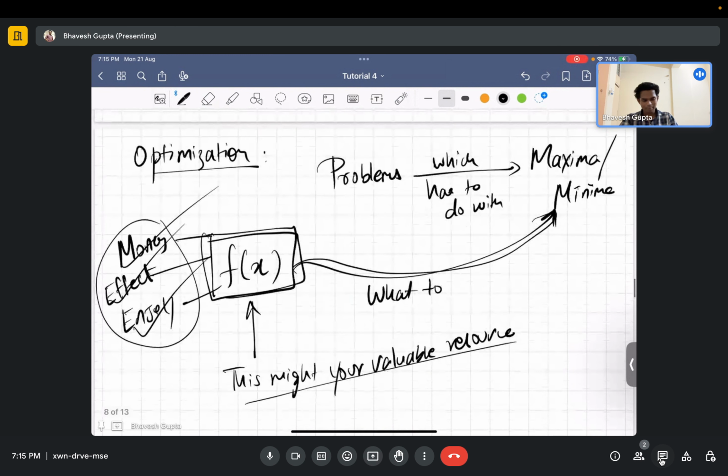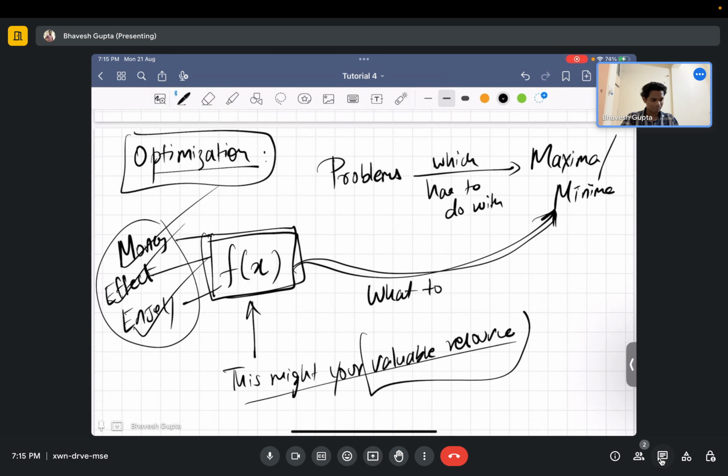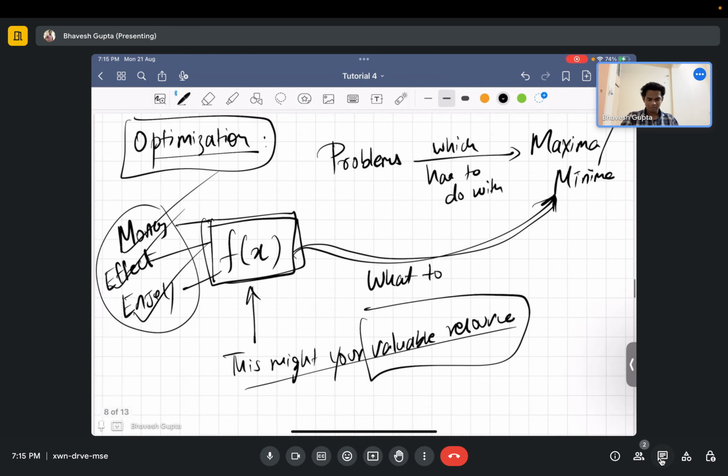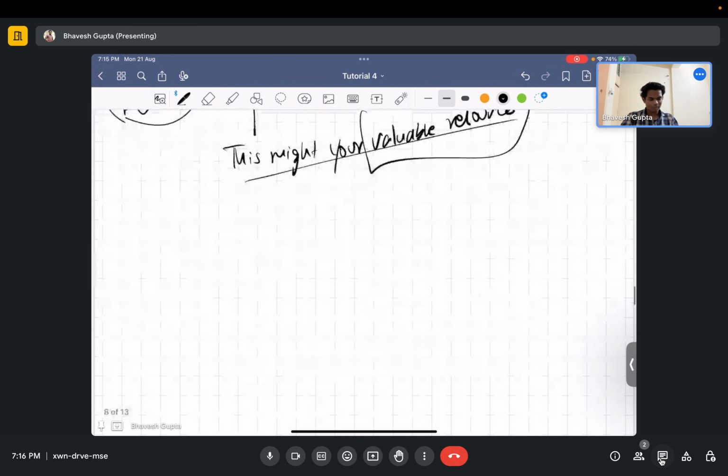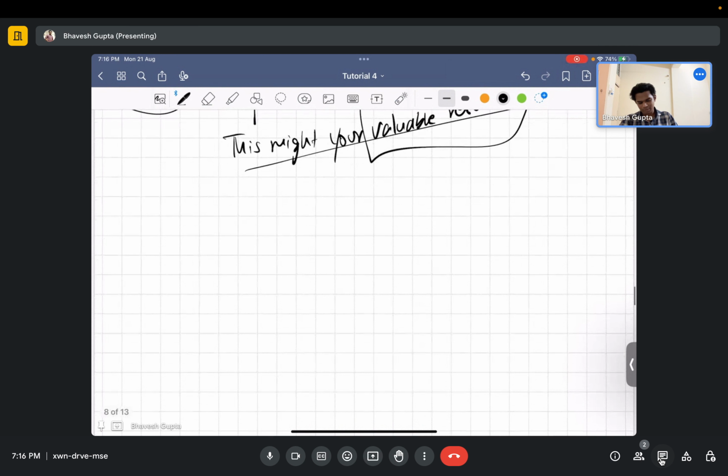So this idea of optimization comes because you have something called a valuable resource. If you don't have a valuable resource, then why do you need to optimize? Just do it blindly. But since things are expensive and you have limited resources, you have to come up with the best configuration. Like for example, I can give you one simple problem. This is something called the traveling salesman problem, which I'm currently working on. This is one of my research topics.